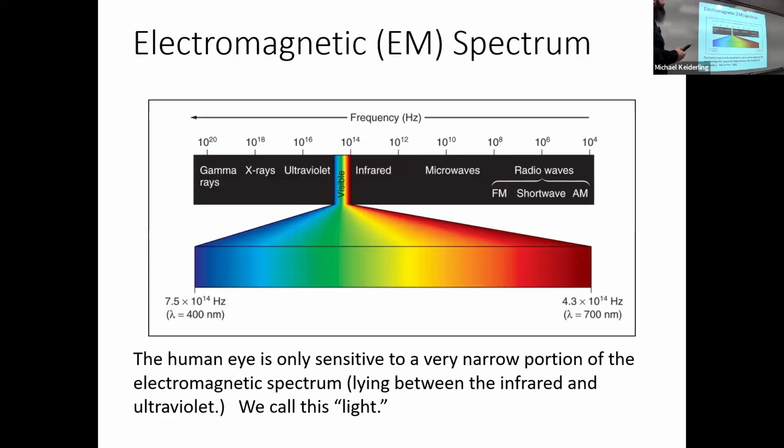Now, the human eye is only sensitive to a very small portion of all the electromagnetic waves out there, which vary from, at the shortest wavelengths, gamma rays, to the longest wavelengths, radio waves. We only see stuff between 400 nanometers and 700 nanometers, which is a very small portion, because gamma rays are tiny. They're like picometers or smaller. And radio waves can be kilometers.